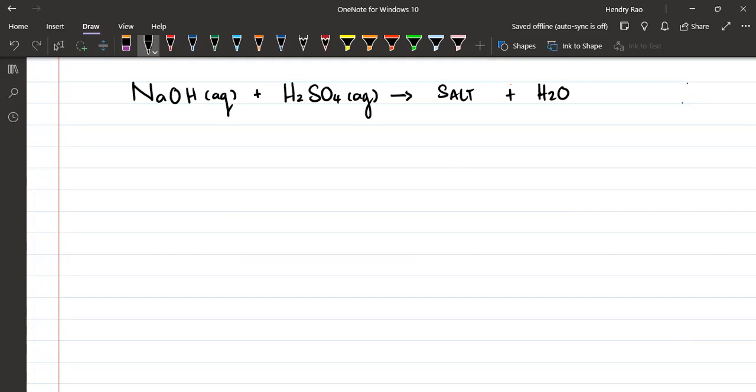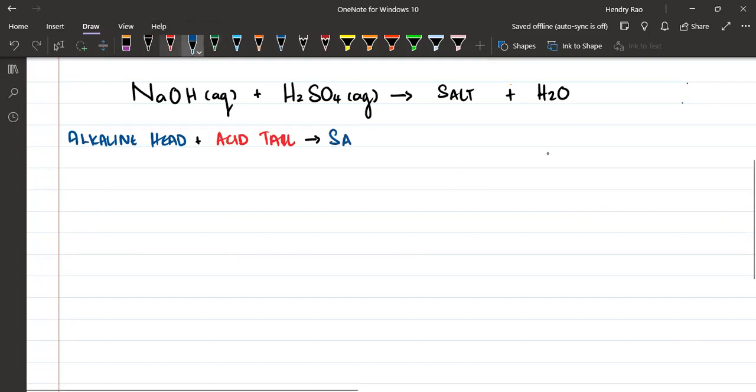Now, like I said just now, if you recall, every compound has a head and a tail. So what I'm going to do is talk about deducing what my salt is. I'll write down here, alkaline head plus acid tail, I should get the salt. Take note of how I'm going to write in color codes. S-A-L-T. That means I'm going to take half from the alkaline head and half from the acid tail. And then I'm going to get water.